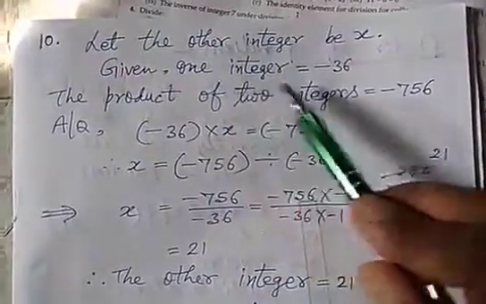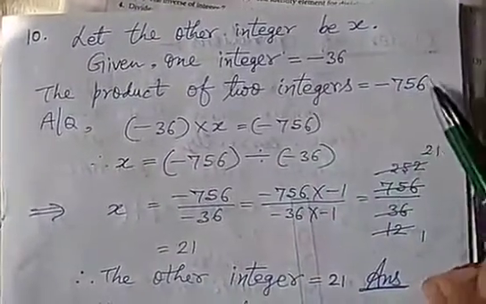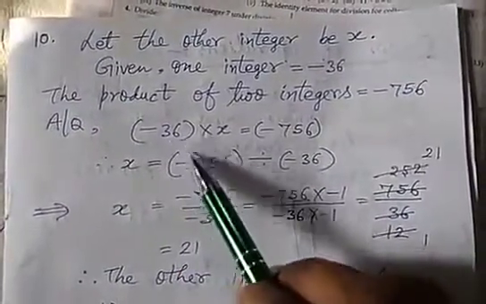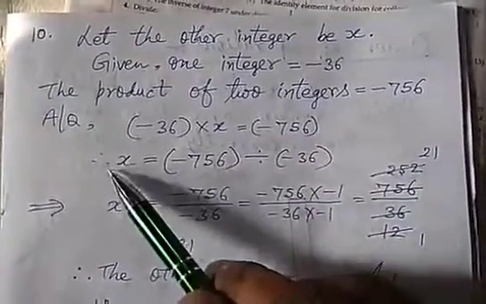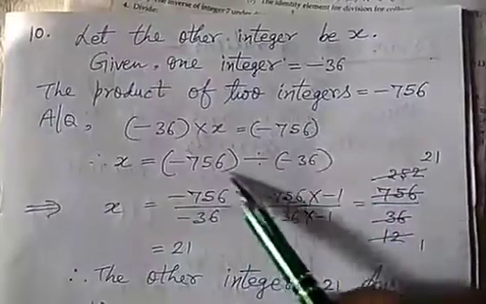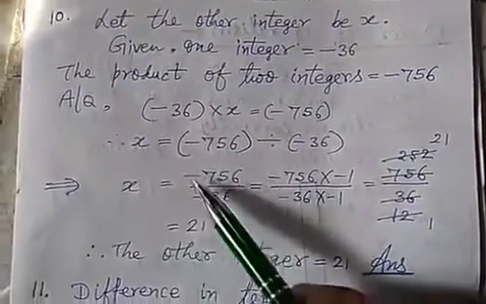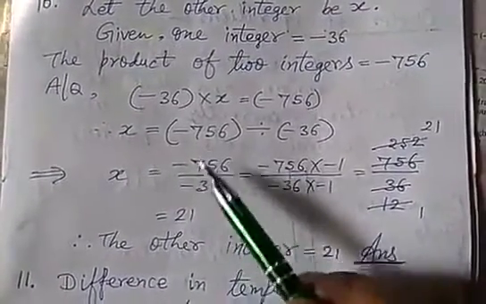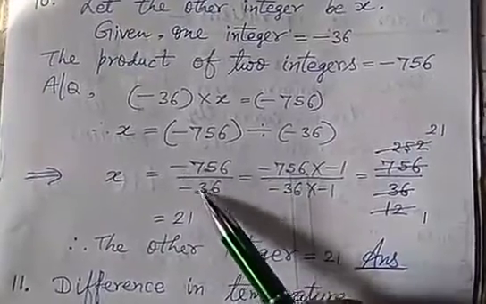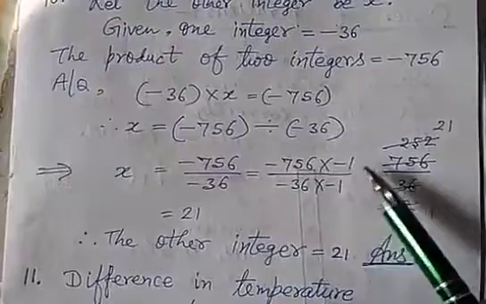Given one integer is equal to minus 36, the product of two integers is equal to minus 756. According to the question, minus 36 into x is equal to minus 756. Therefore, x is equal to minus 756 divided by minus 36. This implies that x is equal to minus 756 upon minus 36. Here, the sign of numerator and denominator is both negative.